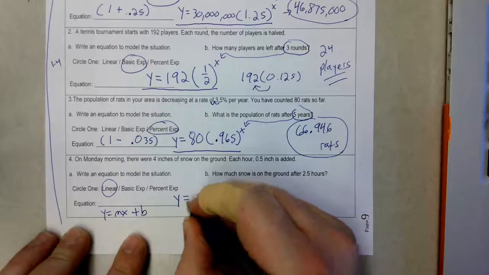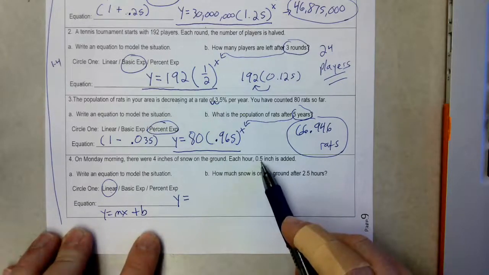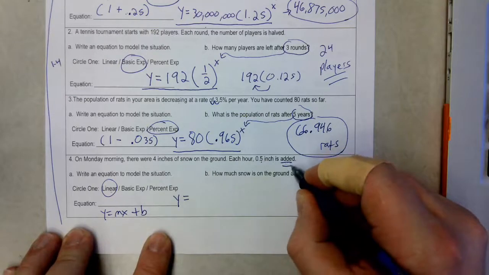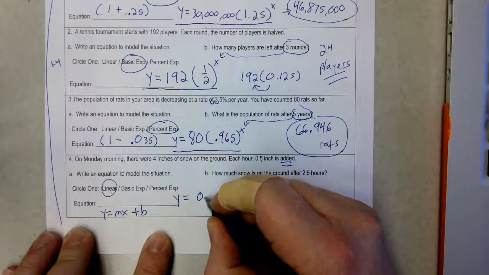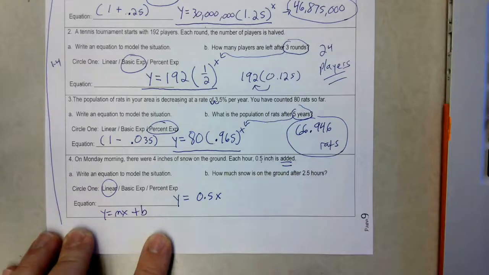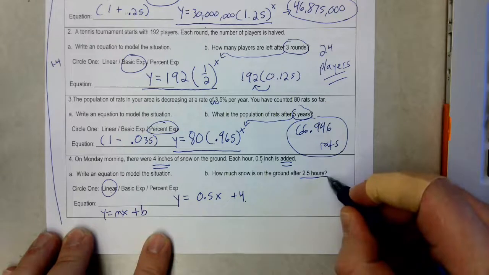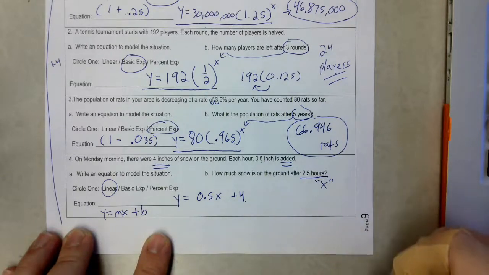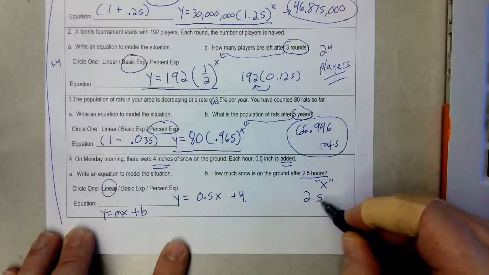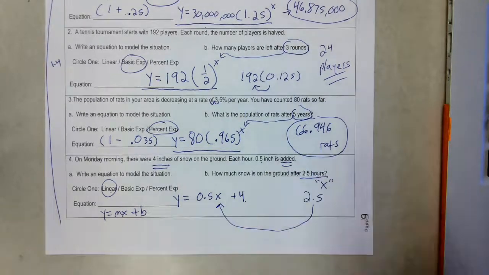Okay, so y equals, my slope is 0.5. Now, since it's being added, that means I have a positive slope. So it's going to be 0.5x, and then don't forget your y-intercept, which is the initial amount, 4. Okay, so we want to figure out how much snow is on the ground after 2.5 hours. 2.5 is my x value. All right, so I just plug in 2.5 into that x of my equation that I made, and I just do those calculations, and I figure out how much snow is on the ground after 2.5 hours with the initial 4 inches of snow already there.